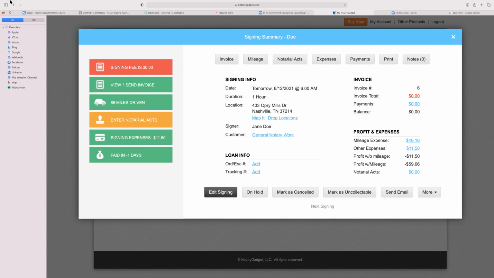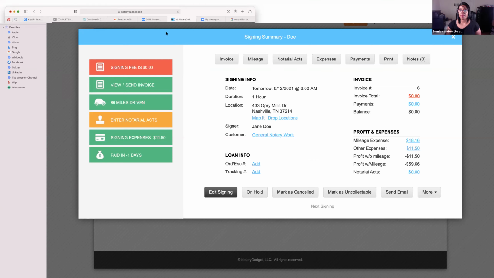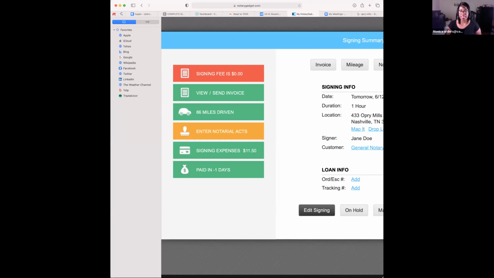Okay, good. All right, now let's go over to the spreadsheet and let's make this make sense, not only for general notary work, but let's make it make sense for loan signings. All right, I'll share my screen.